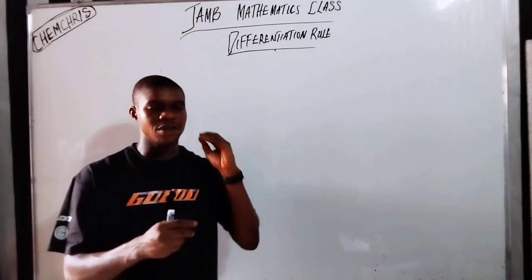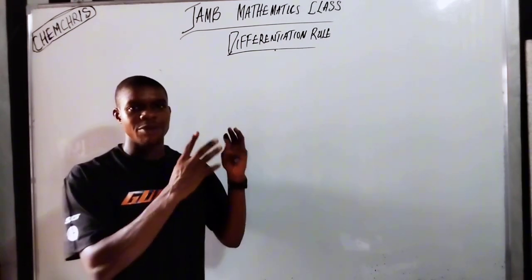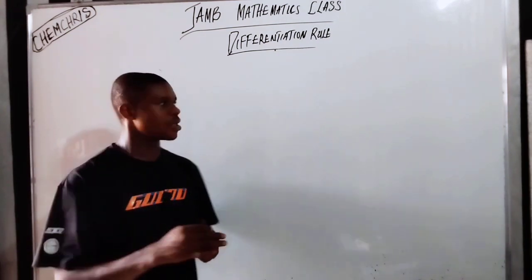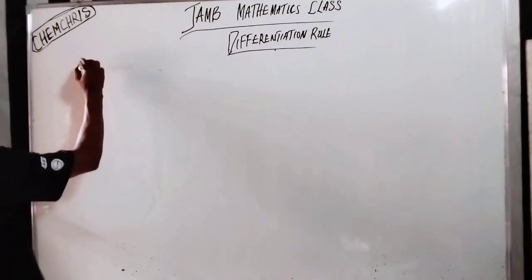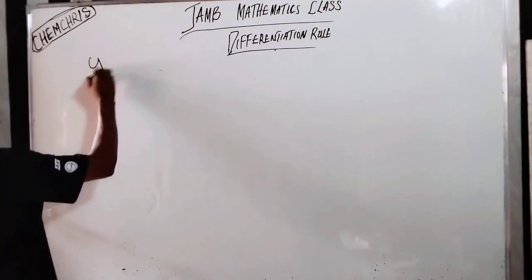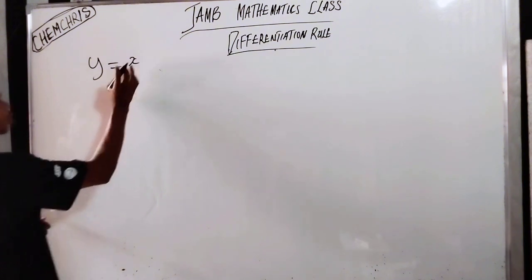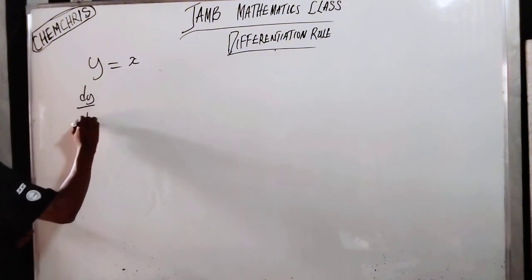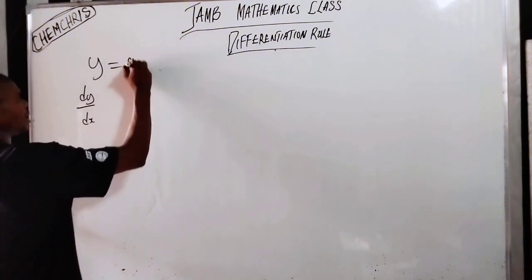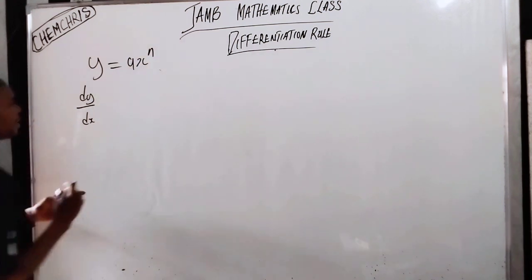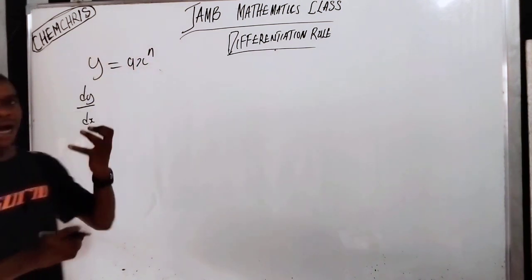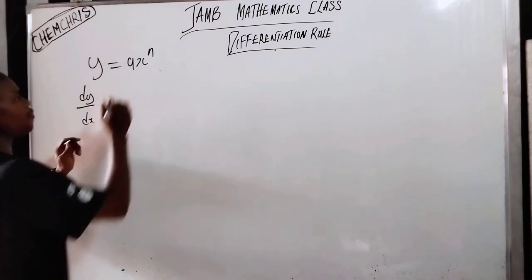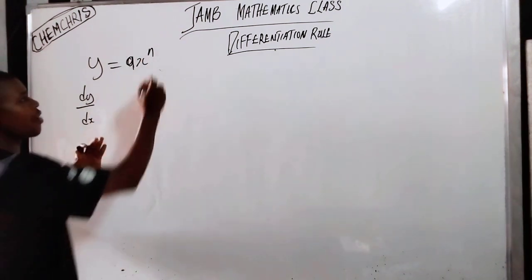So we have done the first class on the general method, which is called the formula method, right? So if I ask something like y equals ax^n, we are going to find dy over dx. This is called a monomial function. That is, it only has one term. It only has one of it.